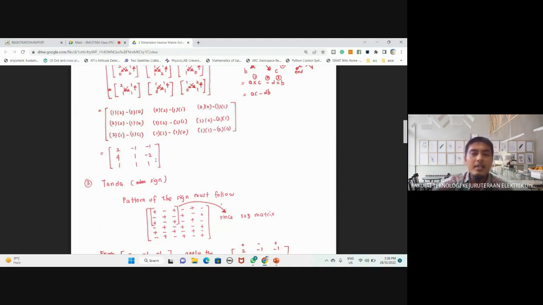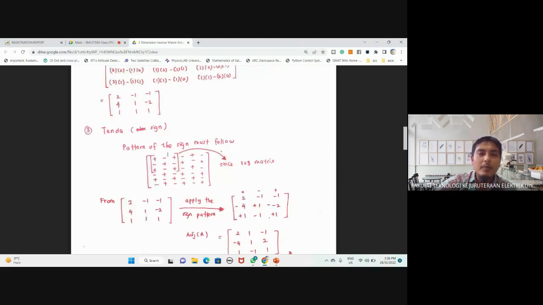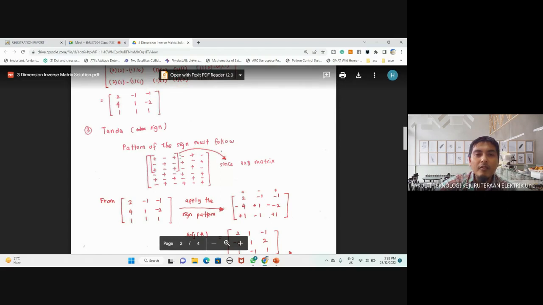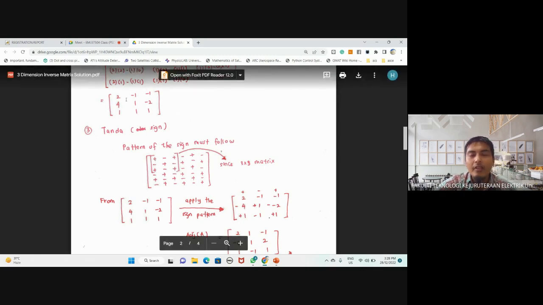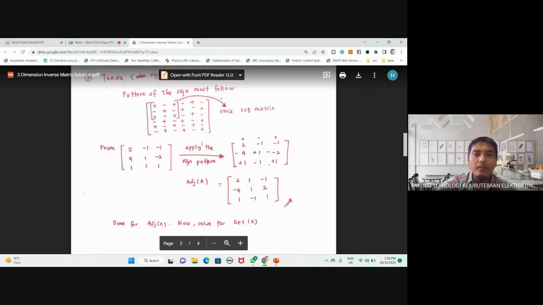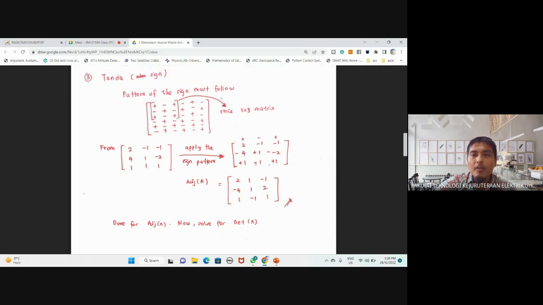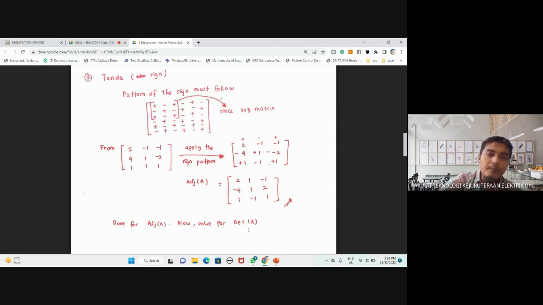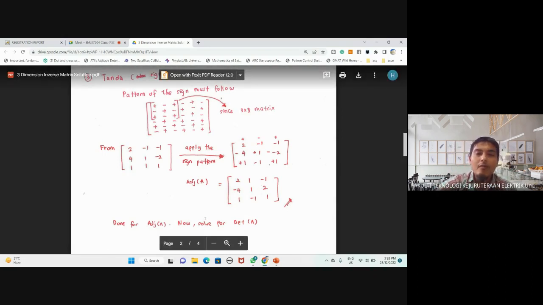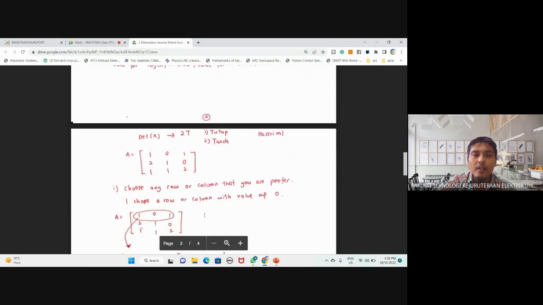And then the third step is you need to apply the sign, because this is a 3 by 3 matrix. So you need to extract the 3 by 3 sign pattern. And then you apply the sign to the result. So positive, negative, positive, negative, positive, negative, positive, negative. And then this is the result for the adjoint of A. Okay, done for the adjoint A. Now solve for the determinant of A. For the determinant of A, you just need to use the cover and sign.